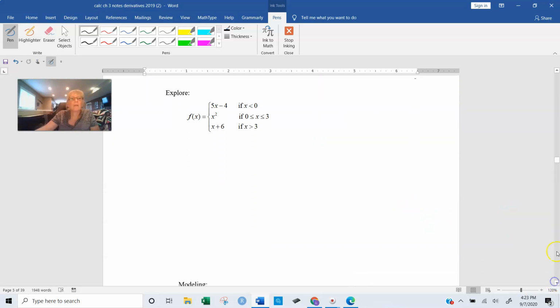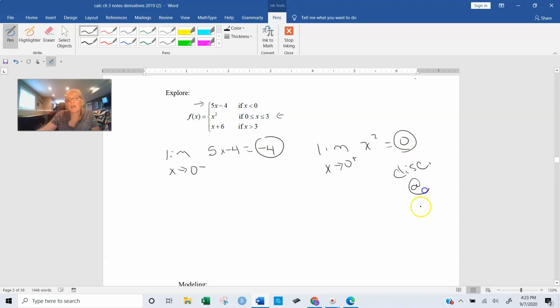All right, now let's try yours. So you should be checking 0 and 3. So I need the limit as x approaches 0 from the left. Well, that's the less than, so this is this one. So we're going to check the 5x minus 4, and that's going to give us negative 4. Now we're going to check the limit as x approaches 0 from the right. So this is greater than, so we're using this one. So we got x squared, so that equals 0. These two are different, so the answer is discontinuous at 0.